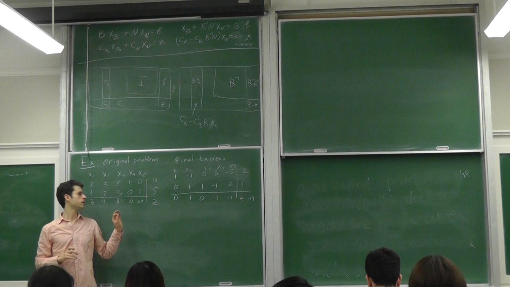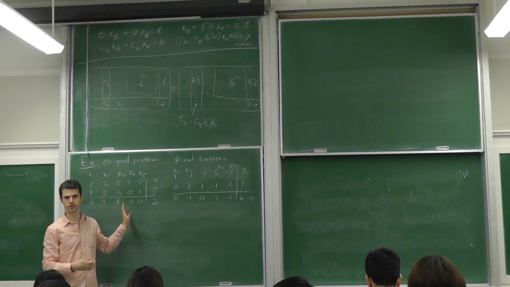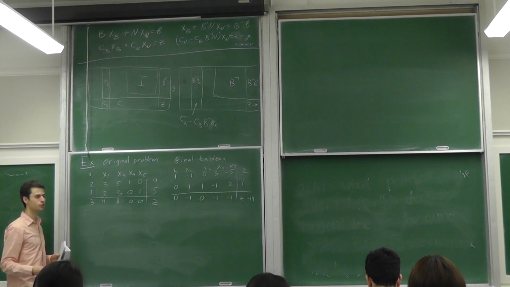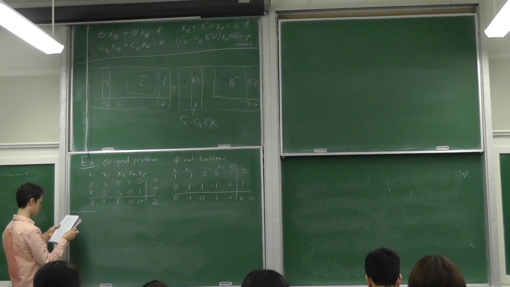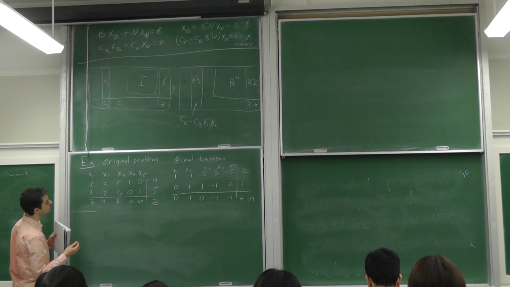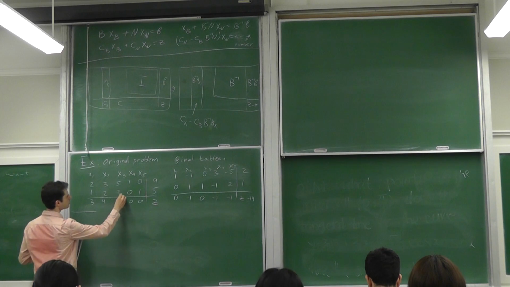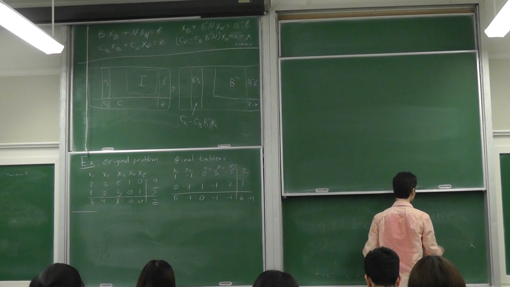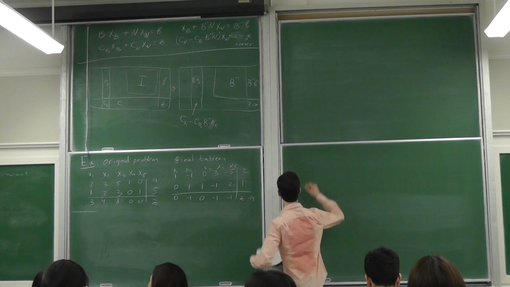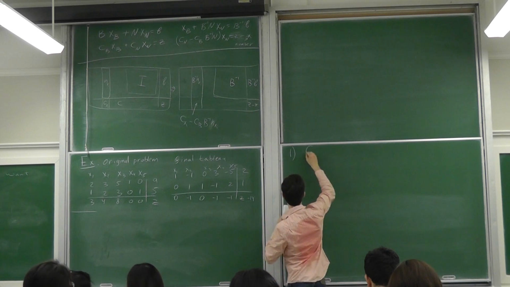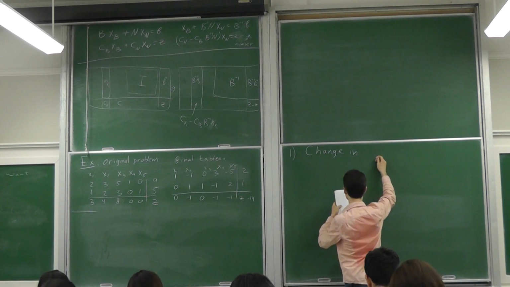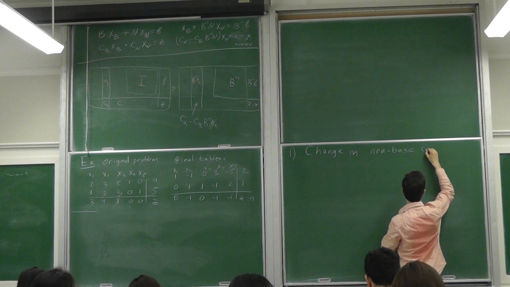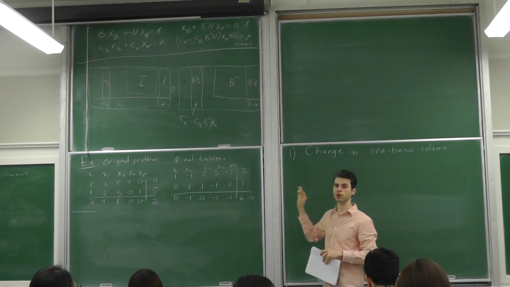So this part is given to you. You know that the final table, once you apply the simplex method to this problem, is like this. And now the question is, without performing too many calculations, answer the following questions. Let me leave some space here. I'll put some extra information and formulate the questions. So the first class of changes will be change in coefficients in a non-basic column.